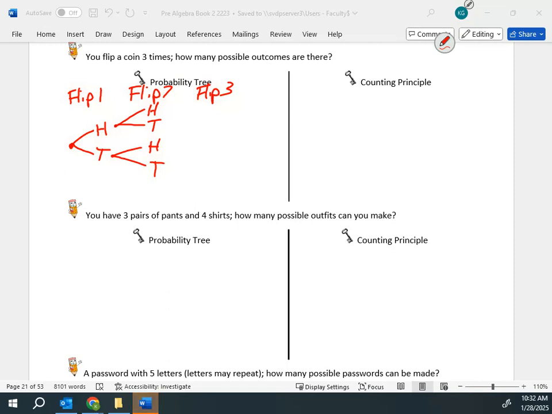So then for flip 3, same thing. If we had had the heads there, we could have heads or tails. If we had had a tails, we could have heads or tails. If we flipped the heads here, we could have heads or tails. And if we flipped heads here, we would have heads or tails.